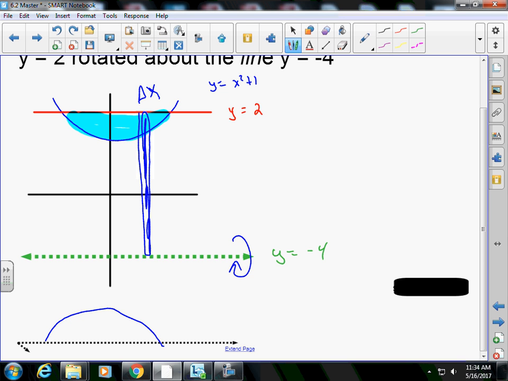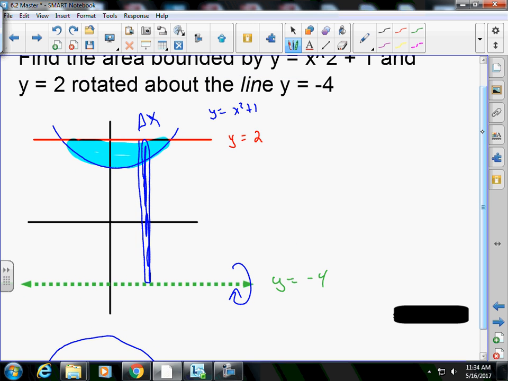Here's something that we haven't done. I have my larger disk, right? This is my outside perimeter. This is my inside perimeter. So my big R is equal to 2. But the problem is I'm rotating from here to here. So it's not just 2, it's 2 subtract -4, which is 6.